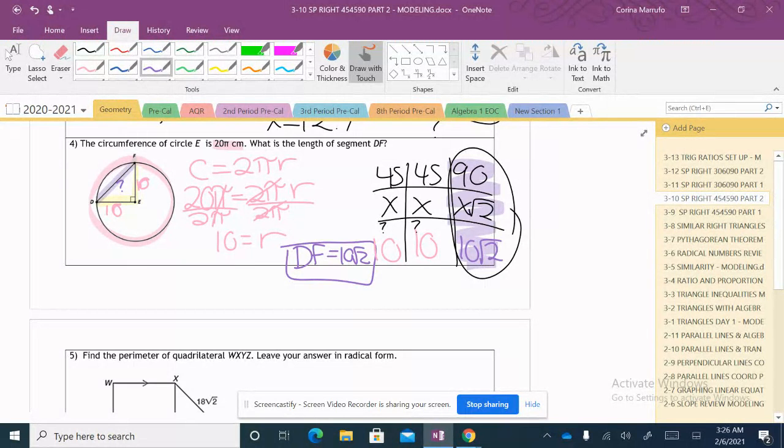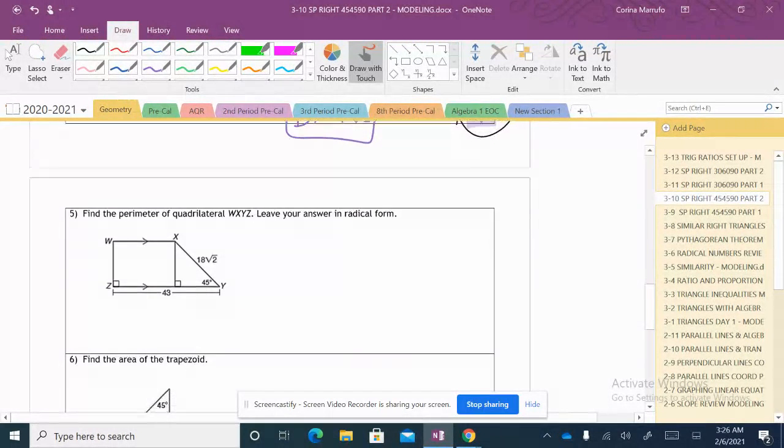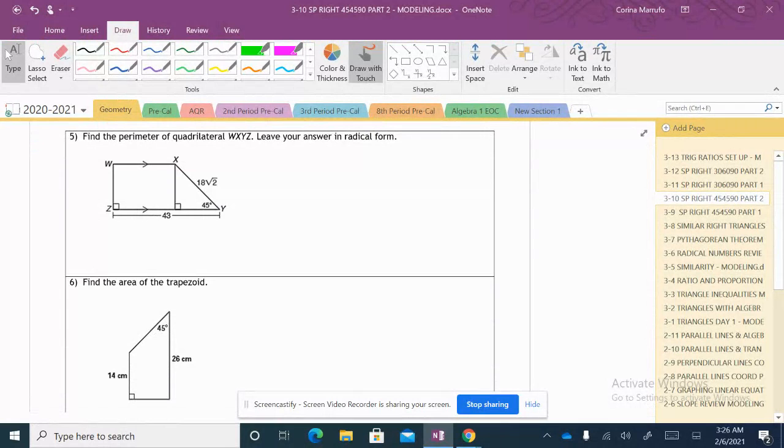All right. Let's look at the next one. So here it says find the perimeter of quadrilateral WXYZ. Leave your answer in simplest radical form. Okay, so they tell us to find the perimeter. In case you don't remember, the perimeter is when you add up all the sides. So we don't know what this side is, we're going to have to figure it out. We know this whole thing is 43. We know this is 82. And we don't know what this side is, we're going to have to figure it out also.